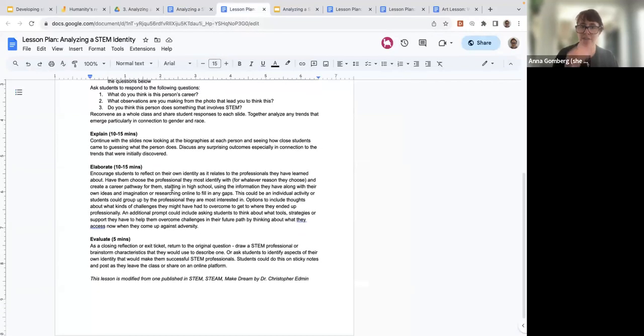And then it gives them a chance, once they see, and maybe they're surprised, like, oh, that woman's actually a marine biologist. It gives them a chance to challenge their own initial thoughts, implicit biases that maybe are coming up on what they assume people are doing.